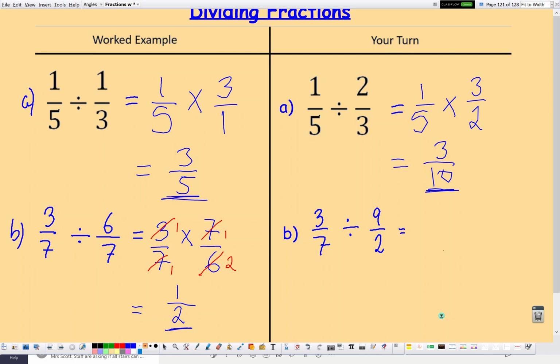Okie dokie. A few different answers this time. Let's see how we get on. 2/21 seems to be the most popular. Right, a few different answers though. So let's be careful with this one. So listen to me carefully. Look at your working as I go through mine. 3/7 stays as 3/7. Right? The divide changes to a multiply. 9/2 flips upside down. We take the reciprocal and it goes to 2/9.